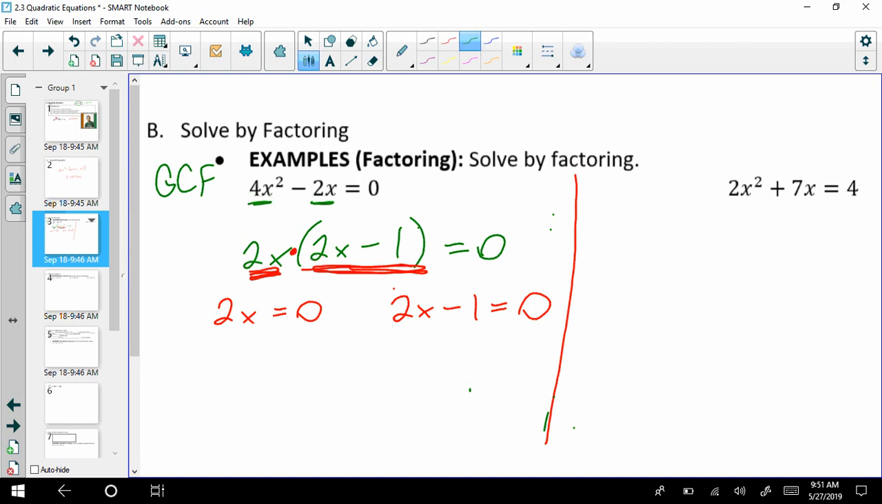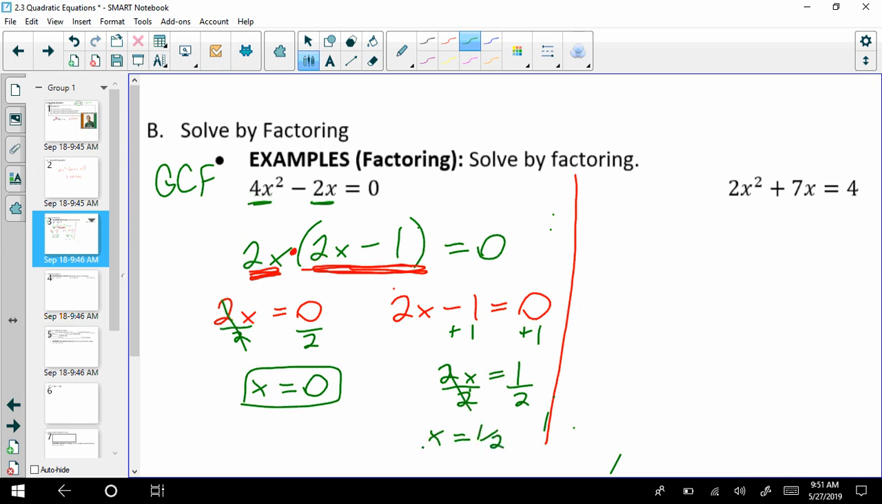So now it's like I have 2 mini equations to solve. This one on the left, if I want to get x alone, I divide by 2. And one of my answers is going to be 0. The other one, if I want to solve for x, I would have to add 1. And then to get x alone, I would divide by 2. So I'm going to leave that as a fraction. So there's my second answer. So my 2 answers are 0 and 1/2. And again, if you wanted to know if you're right, if you substitute those back into the original, we should get 0 out.